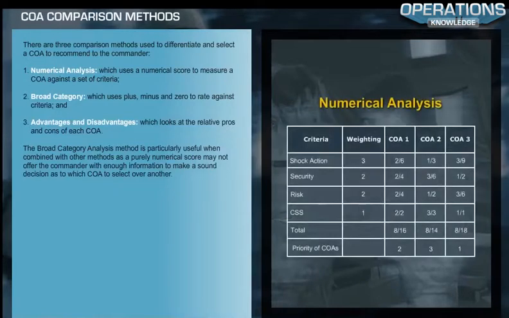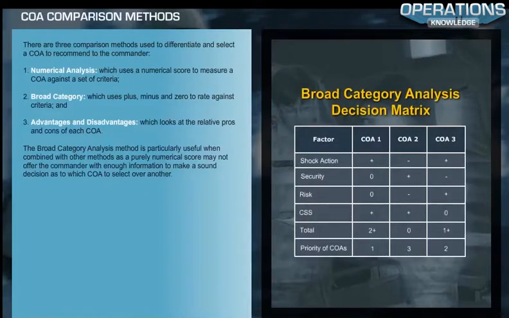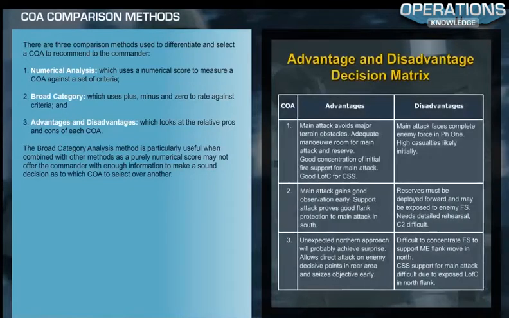Numerical analysis uses a numerical score, usually out of 10, to measure a course of action against a set of success criteria. Broad category uses plus, minus, and 0 to rate against the criteria. Both methods can be added to a hidden weighting applied by the commander or chief of staff. The success criteria is usually advised by the commander and can relate to risk, a particular principle of war, an effect on the enemy, or DEs.